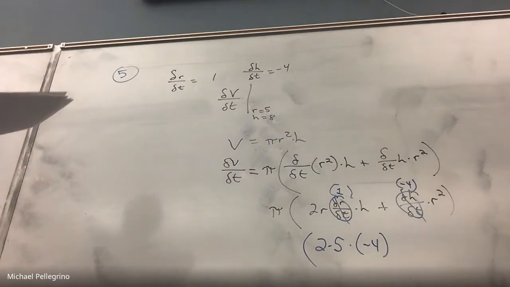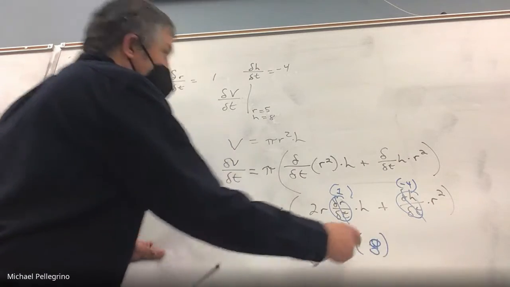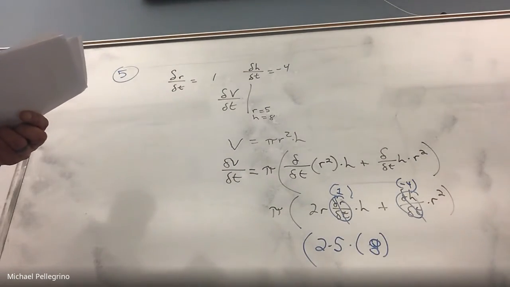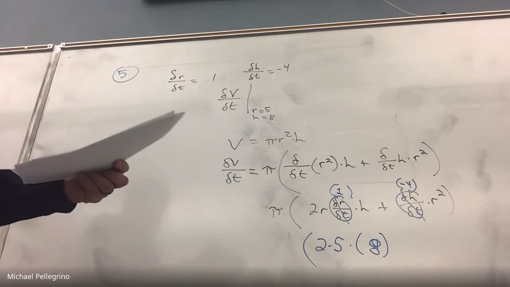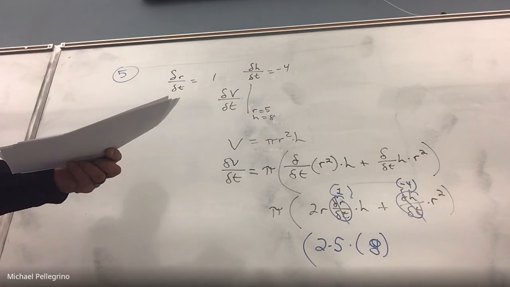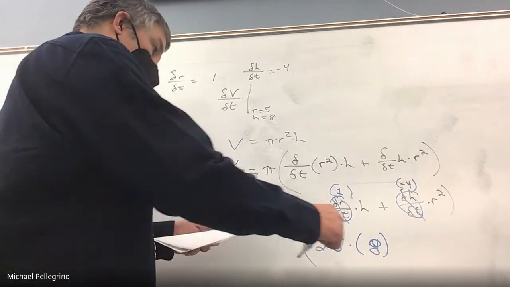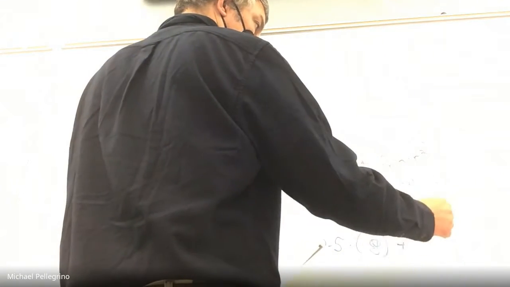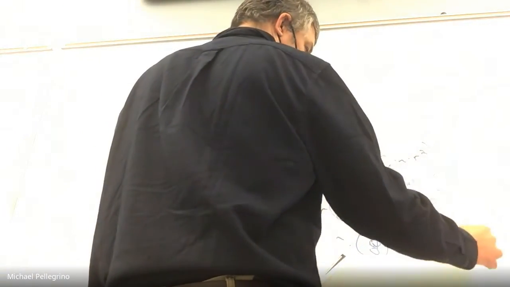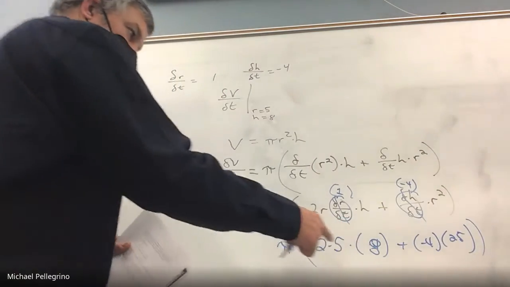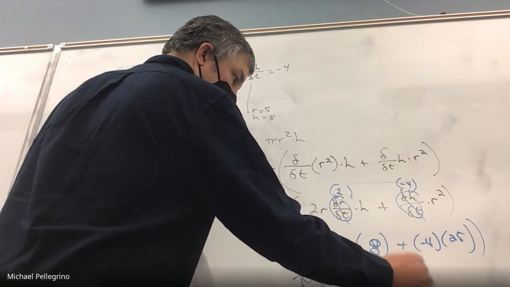What's that? Oh, did I put in? Well, oh, I did it. It is eight. Sorry, I did dH/dt. Let's see here. So eight plus negative four times R squared, which is 25. This is the question, like, what does this come out to be? That's 80 pi minus 100 pi. Yeah, it is negative 20.